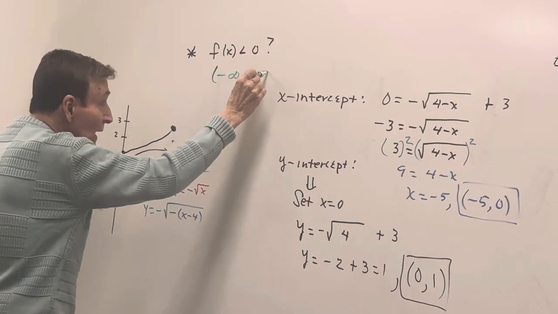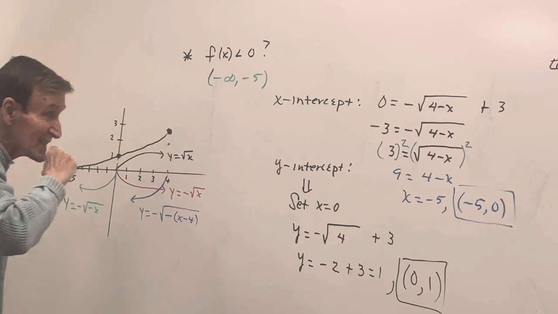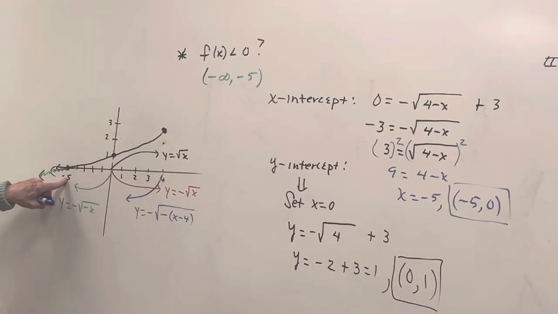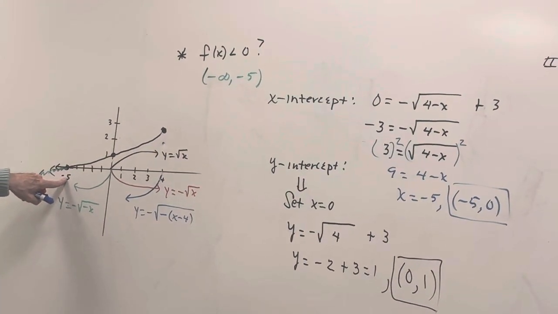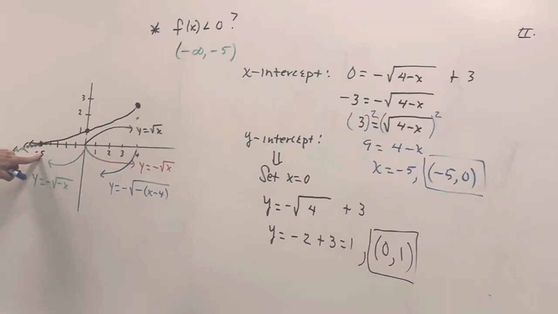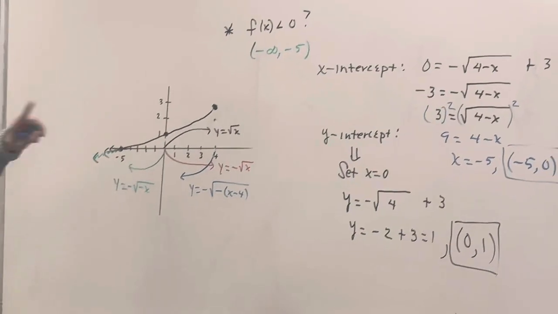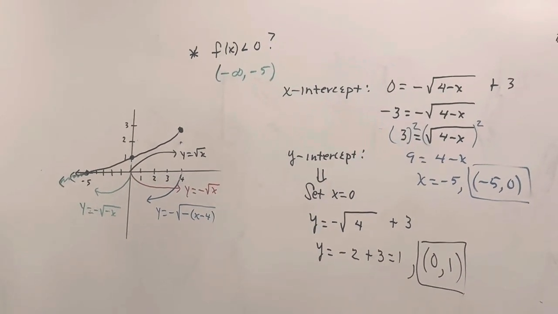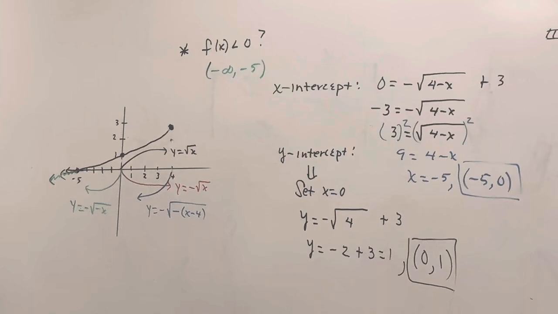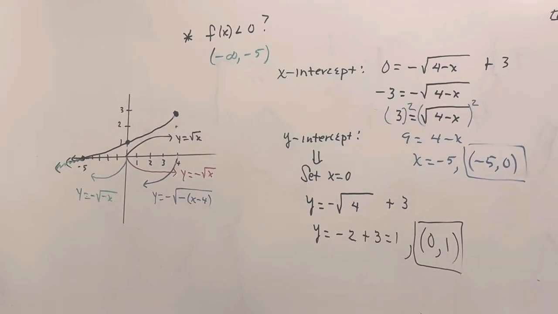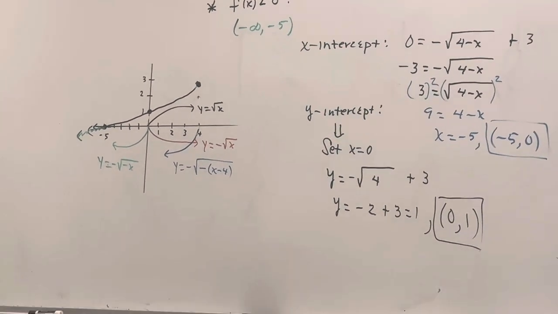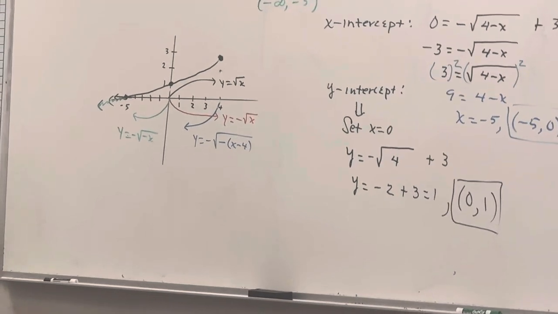Now, I'm not going to include negative 5. I'll put a parenthesis, because right at negative 5, it's right on the axis. I'm looking for when is it below. I'm not going to include negative 5. It's right on the axis. Okay? Now, I will just point that out. You know what? I better point out something else. I'm going to close this down here.